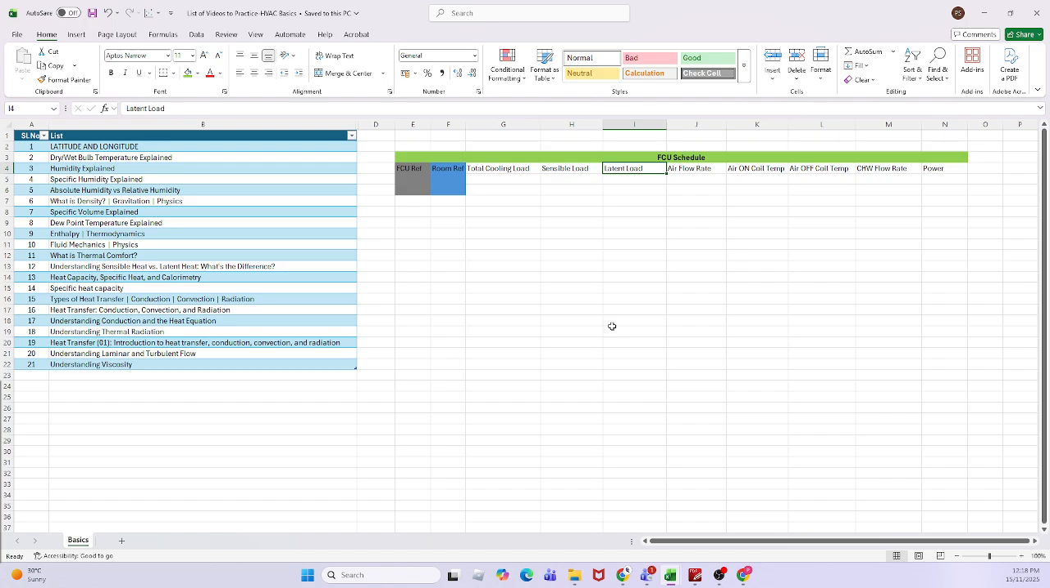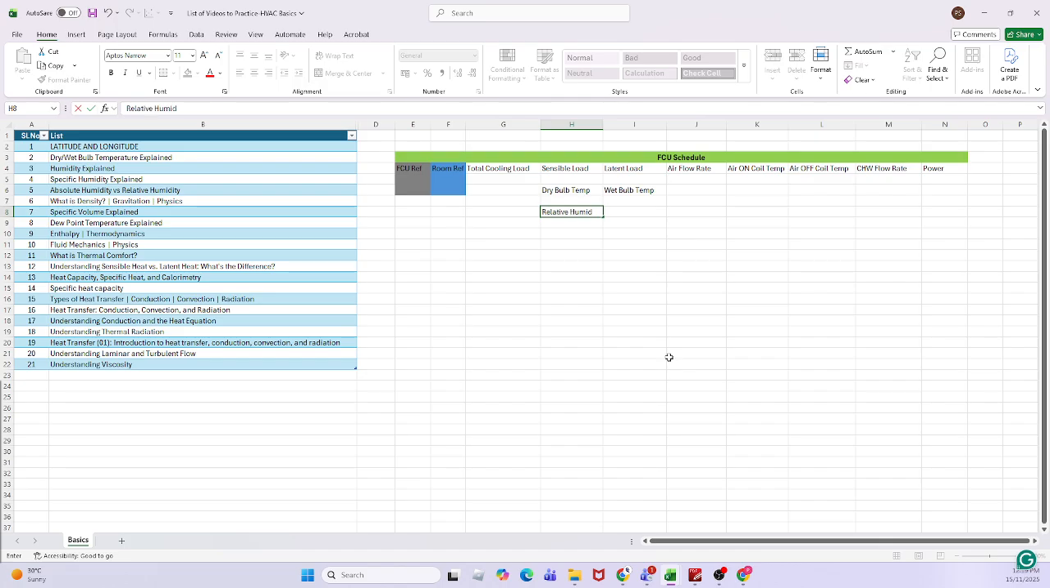Whenever you talk about sensible load, you are talking about dry air. It is directly related to the dry bulb temperature. So I want you to study what dry bulb temperature is. When you talk about latent load, it relates to wet bulb temperature. When you know the dry bulb temperature and wet bulb temperature, it is easy to calculate the relative humidity.